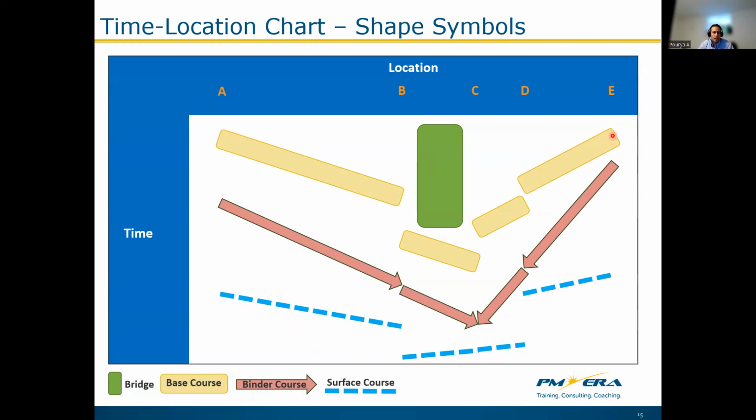And with these activities, we can see that, for example, the base course of road A to B, and point E to D, start simultaneously and proceed to the bridge.